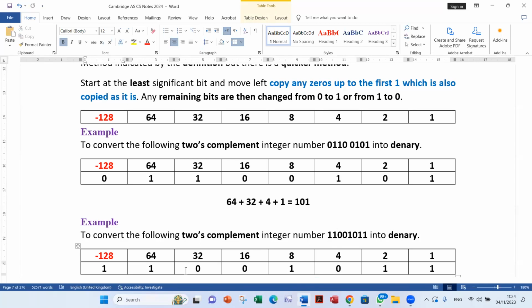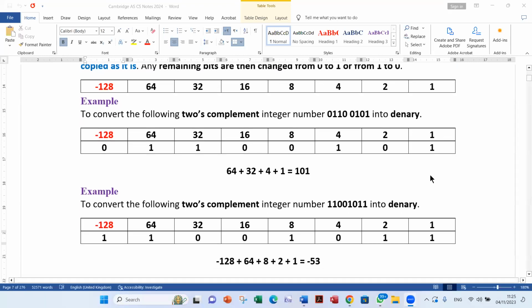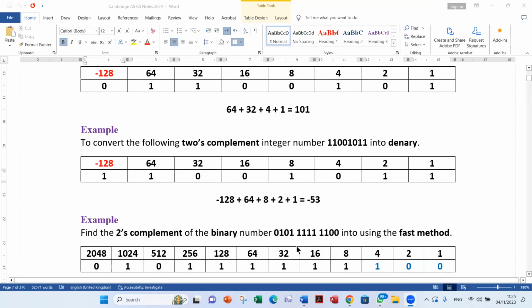Just try to settle all these skills so that you can do that comfortably. Okay, I'm seeing answers. So it should be negative 53. The correct answer is negative 53. Please revise your work and check. Okay, excellent.